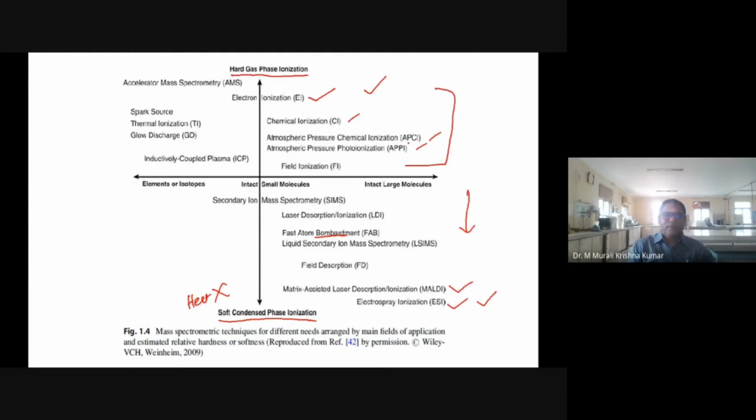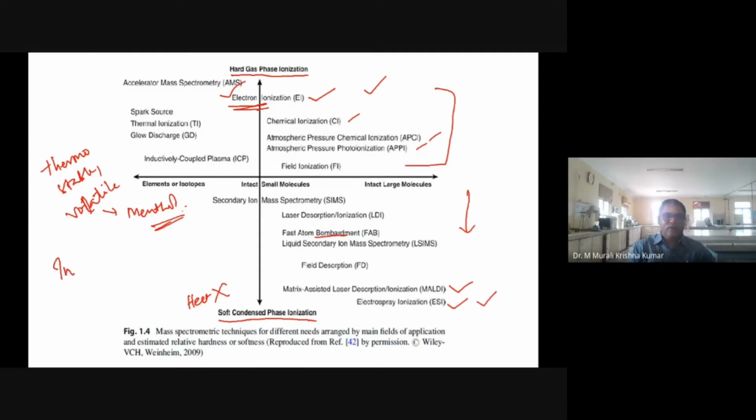Okay, so depending upon your compound, let's say you have a thermostable, volatile compound like menthol. Which technique do you use? We can use ESI or electron ionization. EI can be used for detection of menthol.